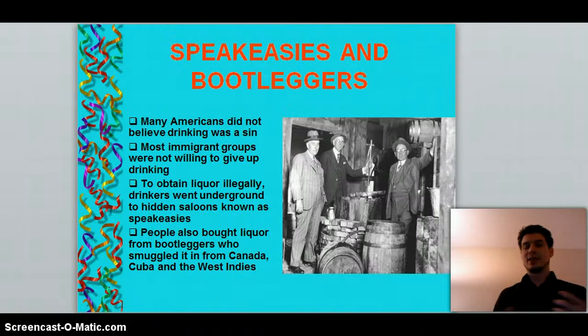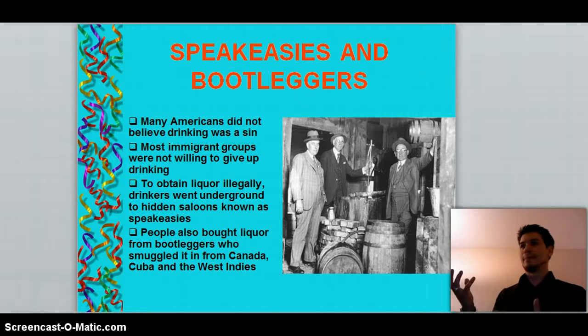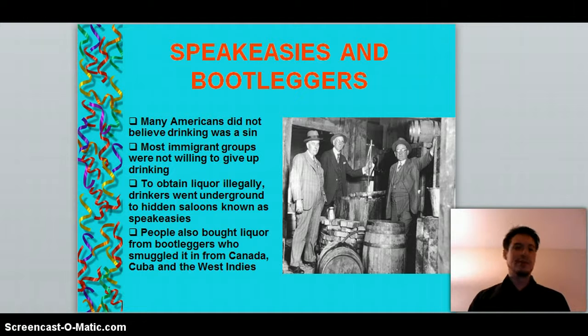And then we also had the other side of it, the speakeasies, the bootleggers. These are people who believed that drinking wasn't a sin. There were a lot of them too. In fact, a lot of immigrants, because a lot of times they would have a glass of wine with their dinner. So they didn't see drinking as a sin, and they're not willing to give it up. To obtain liquor illegally, they went to underground hidden saloons called speakeasies. And people bought liquor from bootleggers. They usually smuggled it in from Canada, Cuba, and the West Indies, where Prohibition wasn't around and it wasn't illegal to drink. At the same time, they also made their own, very potent stuff.